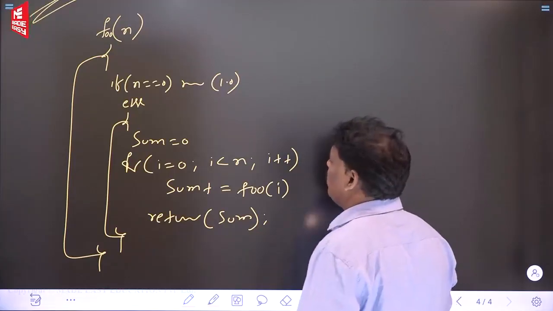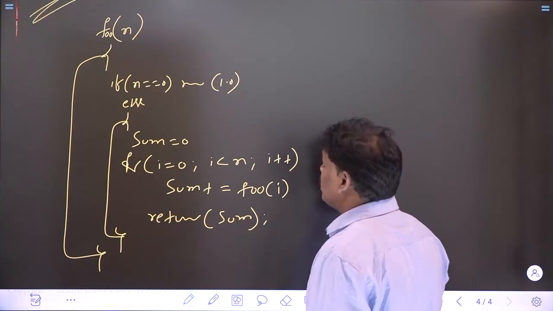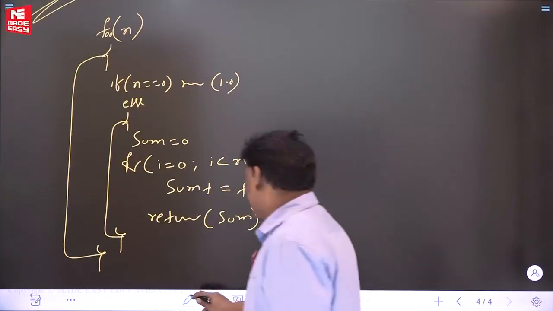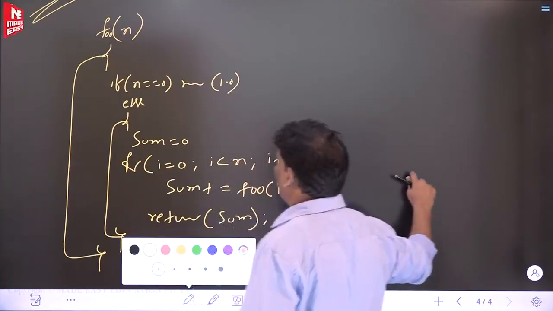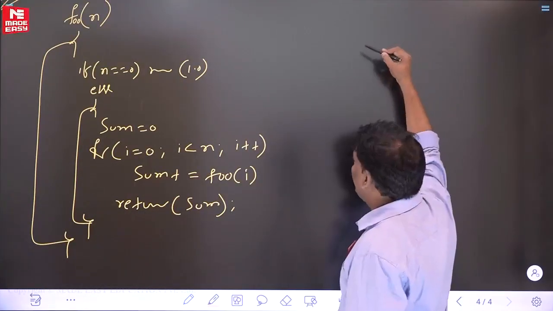It is a recursive program, everyone knows. Recursive program space is based on the number of levels in the recursive tree. Many people know the answer for this one. For this recursive program, what is the space?